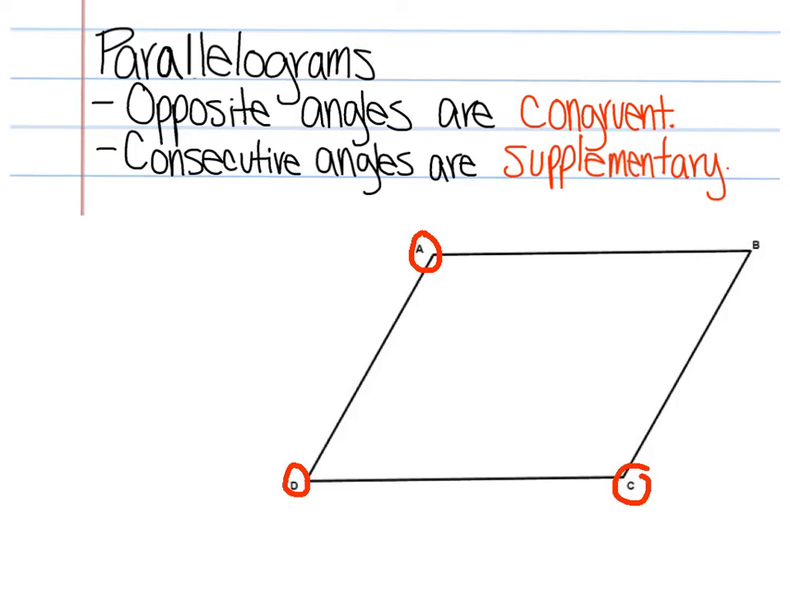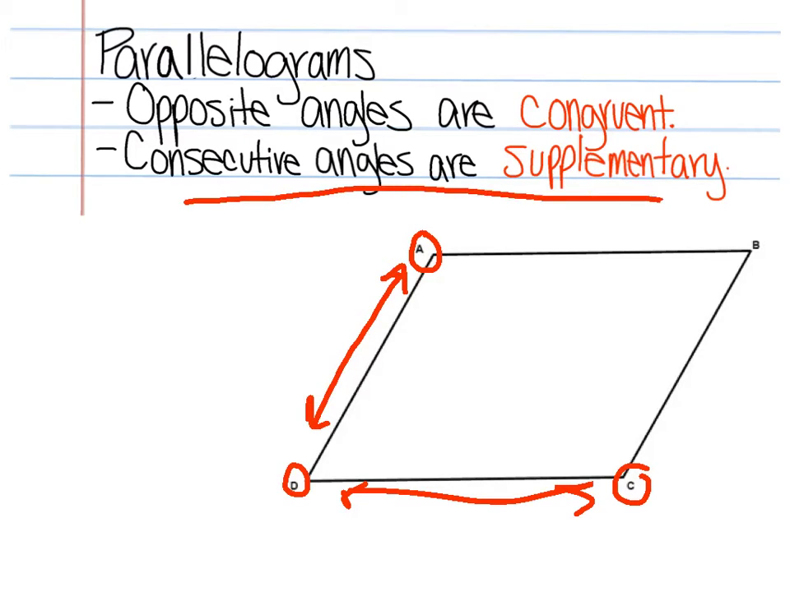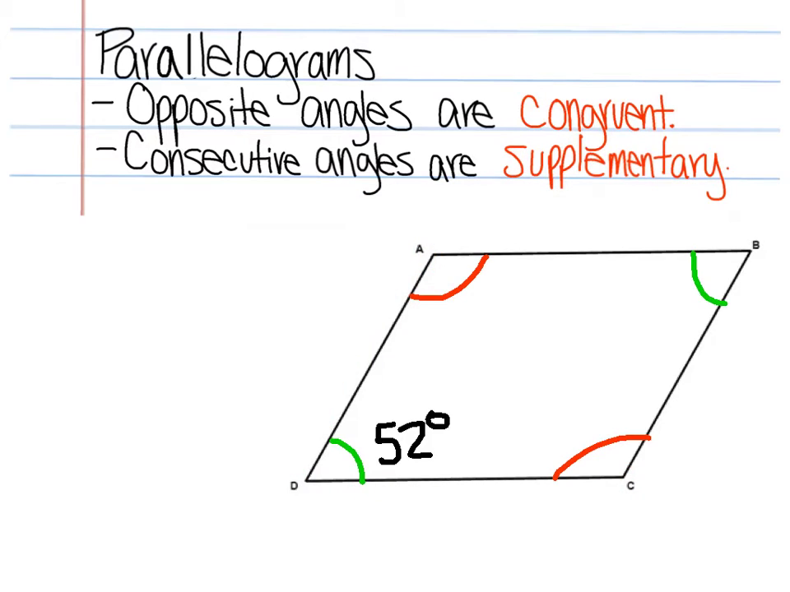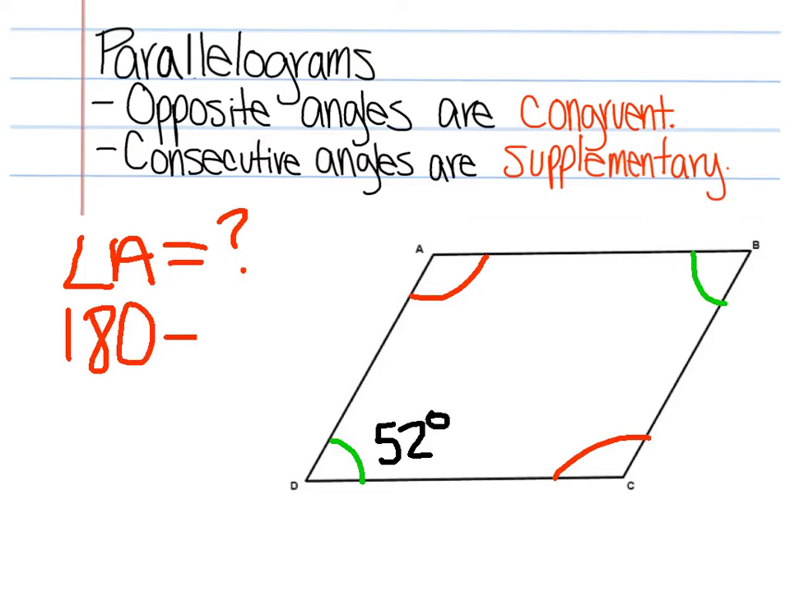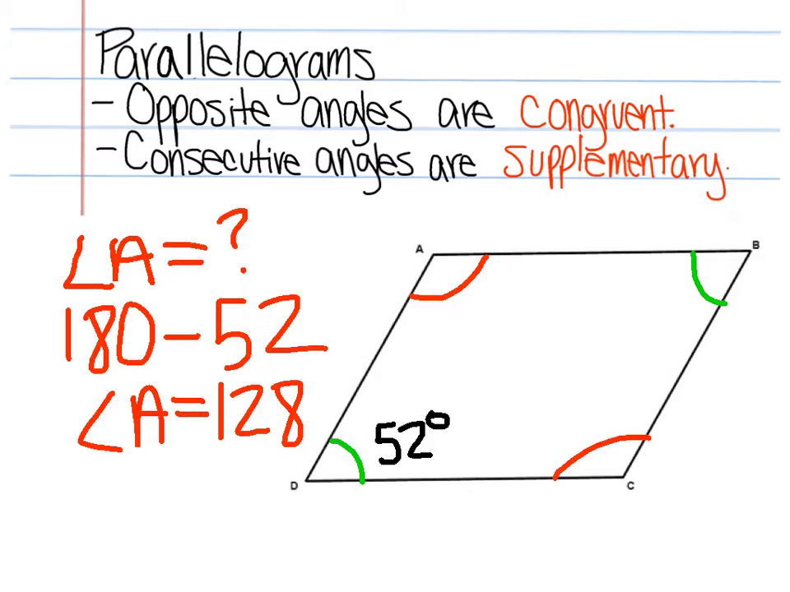So if we took angle D and angle C, they're consecutive angles, that means they're going to add up to be 180 degrees because they're supplementary. And angle D and angle A are consecutive angles. Since consecutive angles are supplementary, angle D and angle A are going to add up to be 180. If D is 52 degrees, what's the measure of angle A? How are we going to find that? We're going to take 180 degrees and subtract 52. So angle A is going to equal 128.